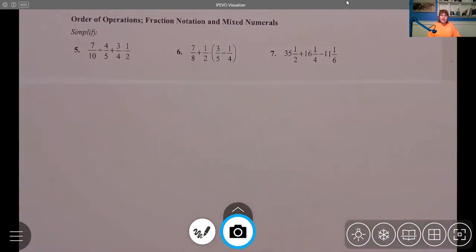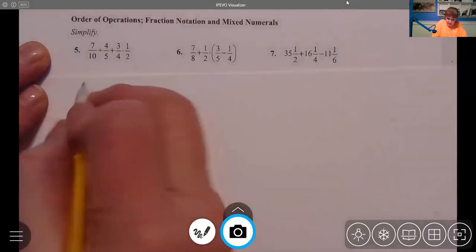I have 7/10 divided by 4/5 plus 3/4 times 1/2. In PEMDAS, you do the multiplication and division first before you ever add or subtract, from left to right. So I'm coming to a division first, so I'll do it. Whatever you come to, whether it's a division or multiplication, you do that before you add or subtract. So it looks like I'm going to have to take 7/10 and divide it by 4/5.